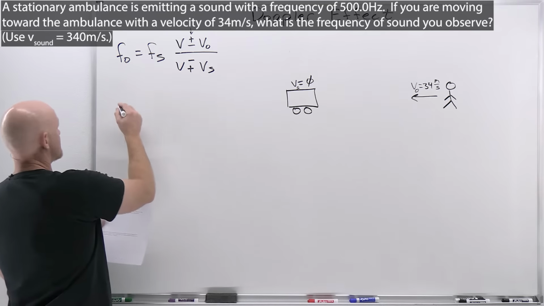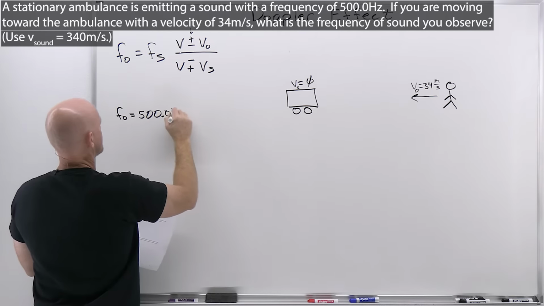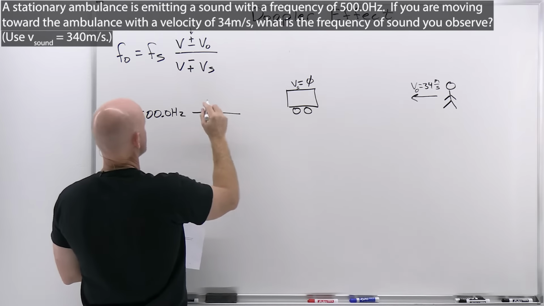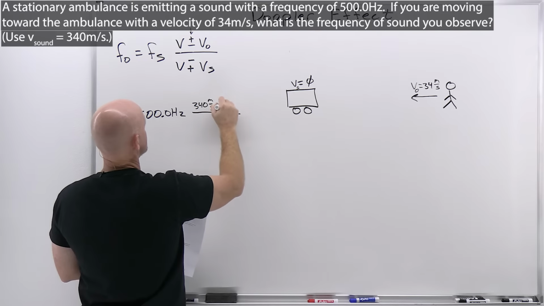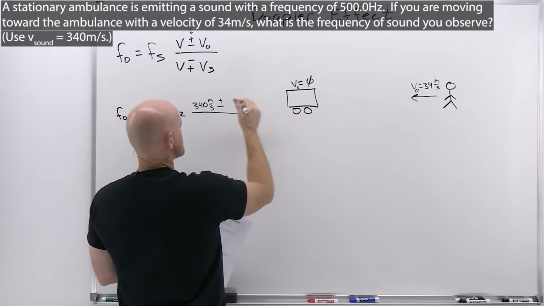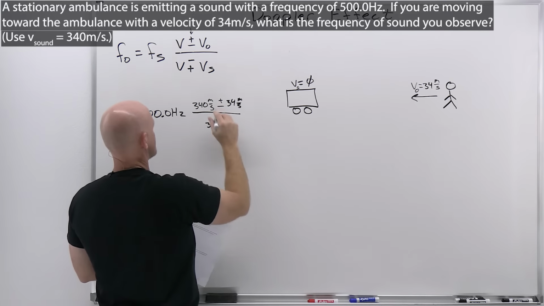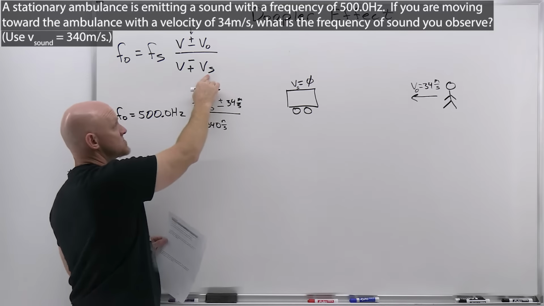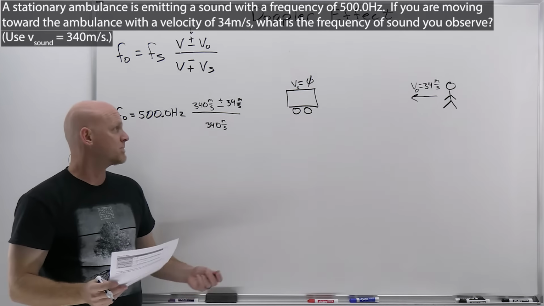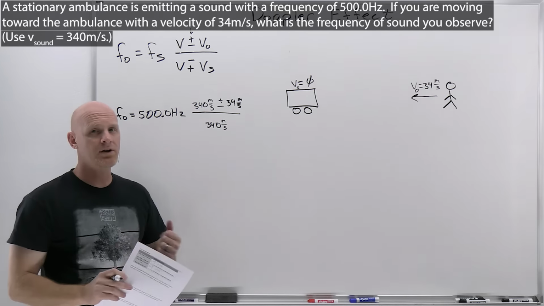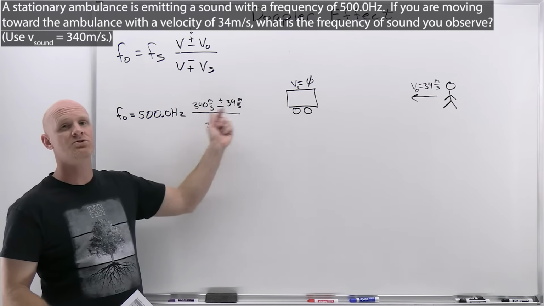So let's plug some numbers in here. The frequency observed equals the frequency of the source, which in this case is 500 hertz, times the ratio of the speed of sound, which we're told to use 340 meters per second, plus or minus the velocity of the observer, which is 34 meters per second, and then all over the velocity of sound, 340 meters per second. And since the source is stationary, it'd be minus or plus 0, which is still just 340. And from here, you could just plug this all into your calculator and let it do the heavy lifting for you, but you still need to know, are you adding the 34 or subtracting the 34?